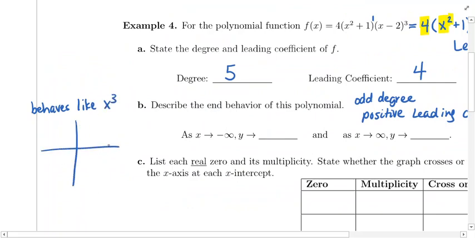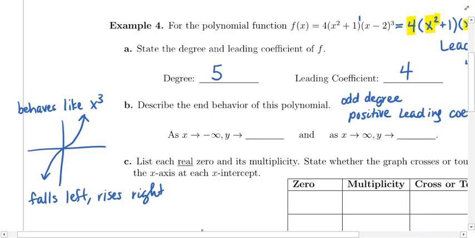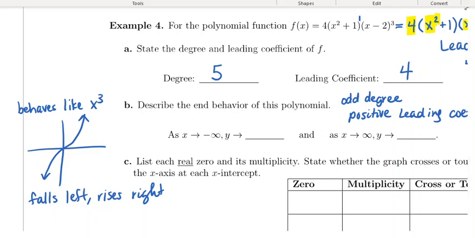Okay, and we know x cubed looks like this. So this polynomial that we're going to be drawing should be falling to the left. It should be rising to the right. So make sure you have that when you draw your graph in part F. Okay, in terms of writing this down all mathy, remember we have to make two statements about the end behavior.